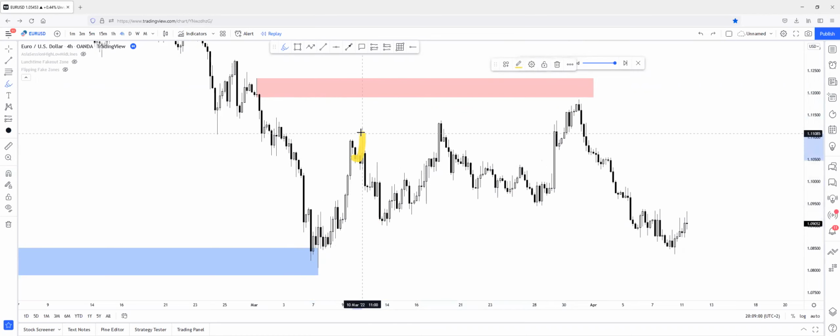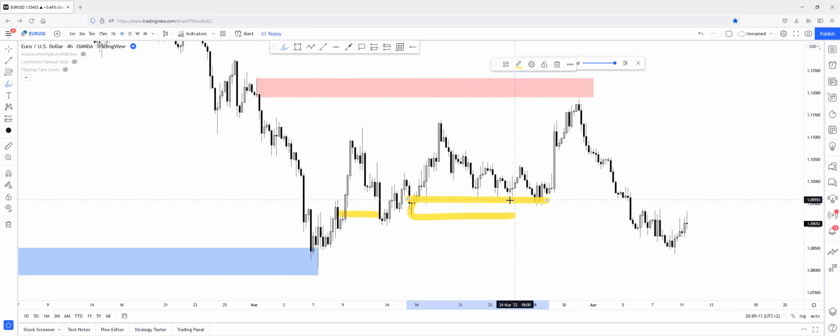So price has split the liquidity right here, created a downside movement, tapped into another demand zone right here, created another break of structure right here to the upside, created a pullback again to the downside here, created liquidity here again, swept the liquidity, tapped into a demand zone right here, created a last break of structure to the upside here, and almost tapped into this 4-hour supply zone.